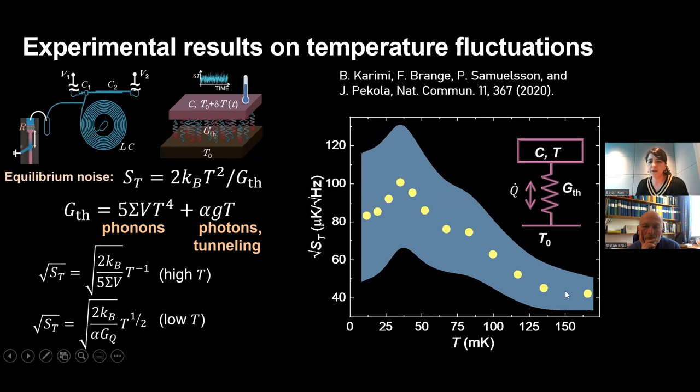So we can see that, for example, at higher temperature, we see the expected 1/T behavior, which is given by the simple electron-phonon coupling. But at some temperature we saw a turnover, where it decreased with temperature. So it means that in this G thermal, we also have other channels which our detector can be connected to, like coupling to photons or a tunneling effect, where this noise equivalent temperature can behave differently, like a square root of T instead of 1/T.